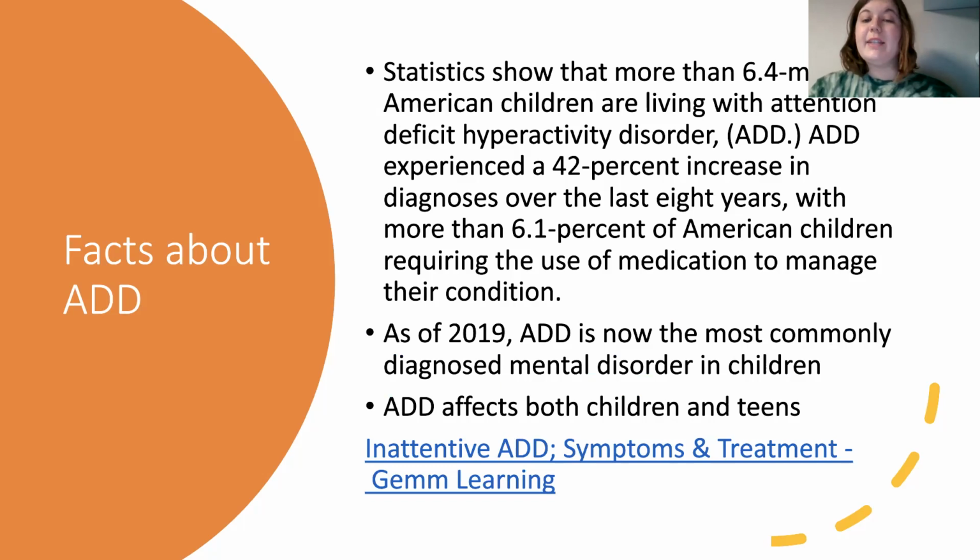In 2019, ADD is now the most commonly diagnosed mental disorder of children. So they've kind of taken it away from the ADHD. That's kind of where they separate it. Now they're saying ADD is a mental disorder, but it will affect both teens and children.